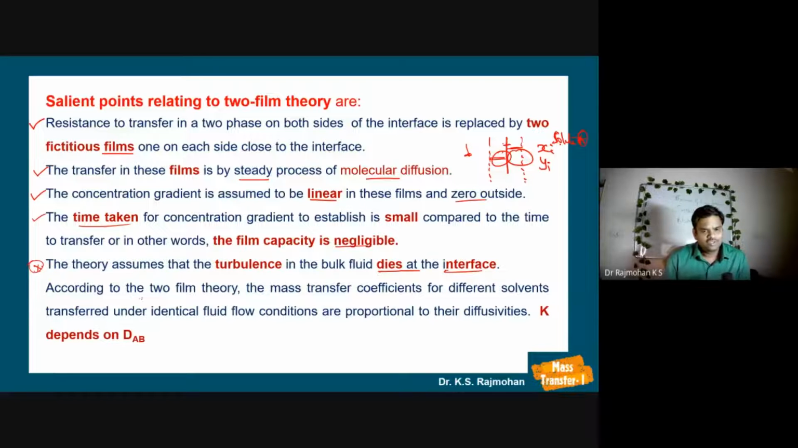And according to this two film theory, the mass transfer coefficients for different solvents transferred under identical fluid flow conditions are proportional to the diffusivity. That's why we said K is proportional to DAB according to this two film theory. So for identical fluid flow conditions, we have this one.